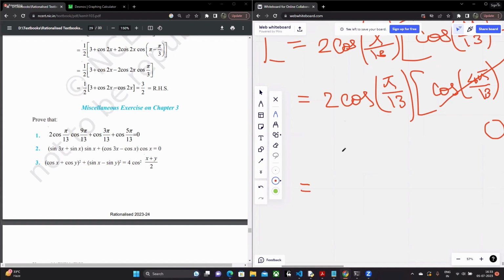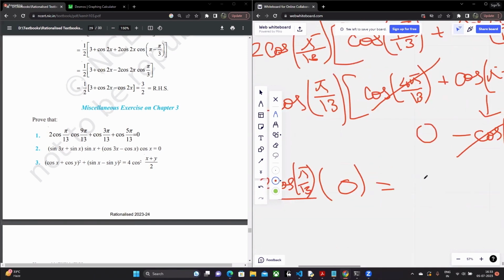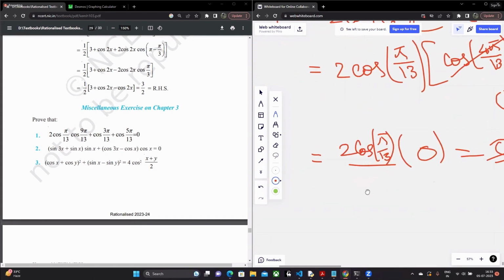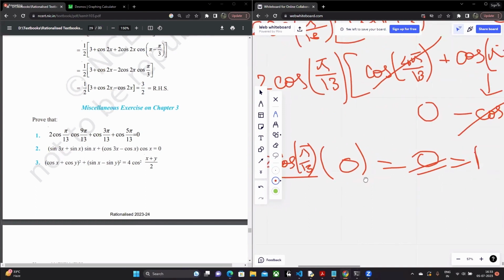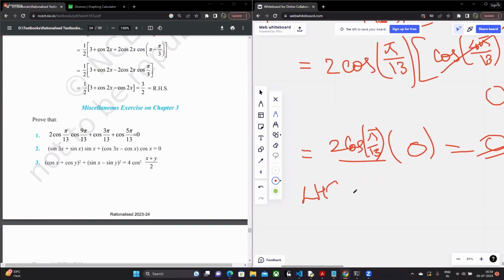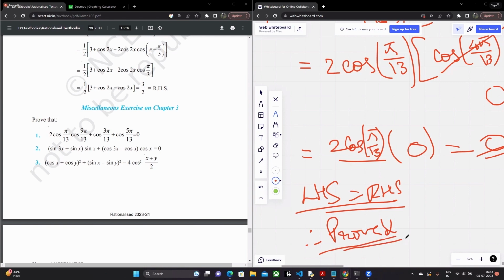Therefore, you are basically having something multiplied by 0, and that something is going to be 2 cos of pi by 13, which is equal to a big fat 0, which is the right hand side. Therefore, LHS is going to be equal to RHS. Therefore, it is proved. Very simple.